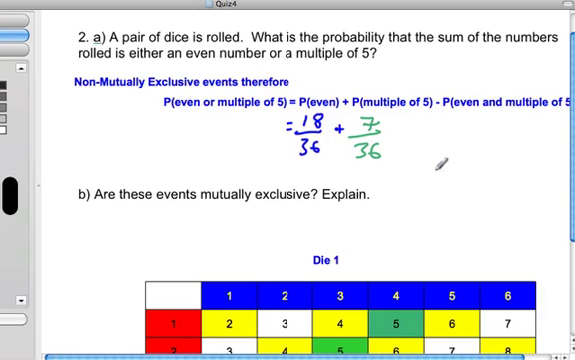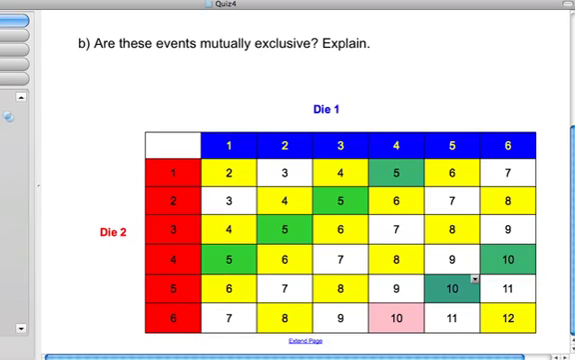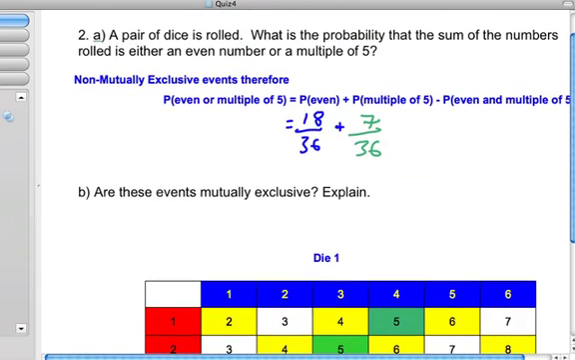And going back to our chart below, you'll notice we also have to consider these events, the 10s, are repeated because this is non-mutually exclusive. You can roll even numbers and a multiple of 5. So that's where you roll the 3 occasions where you roll a 10. So what we have to do is subtract off those 3 events out of the 36.